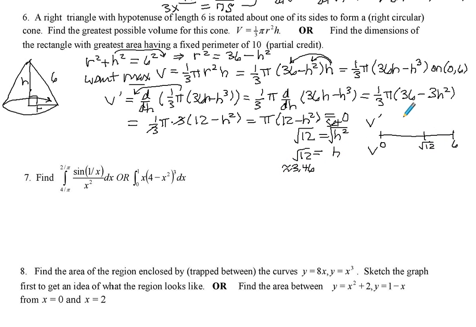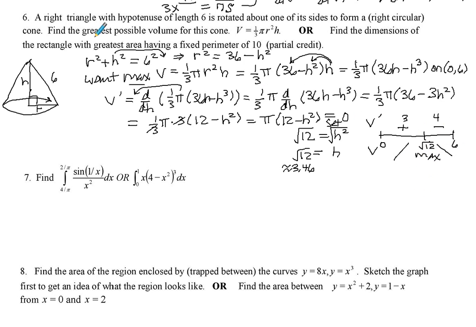So for a test value less than root 12, we could use 3. For a test value greater, we could use 4. If you plug 3 into v prime right here, 12 minus 3 squared is 12 minus 9. That's positive, so v is increasing. Plug a 4 in, 12 minus 4 squared, 12 minus 16, that's negative. V is decreasing. So this is indeed a max.